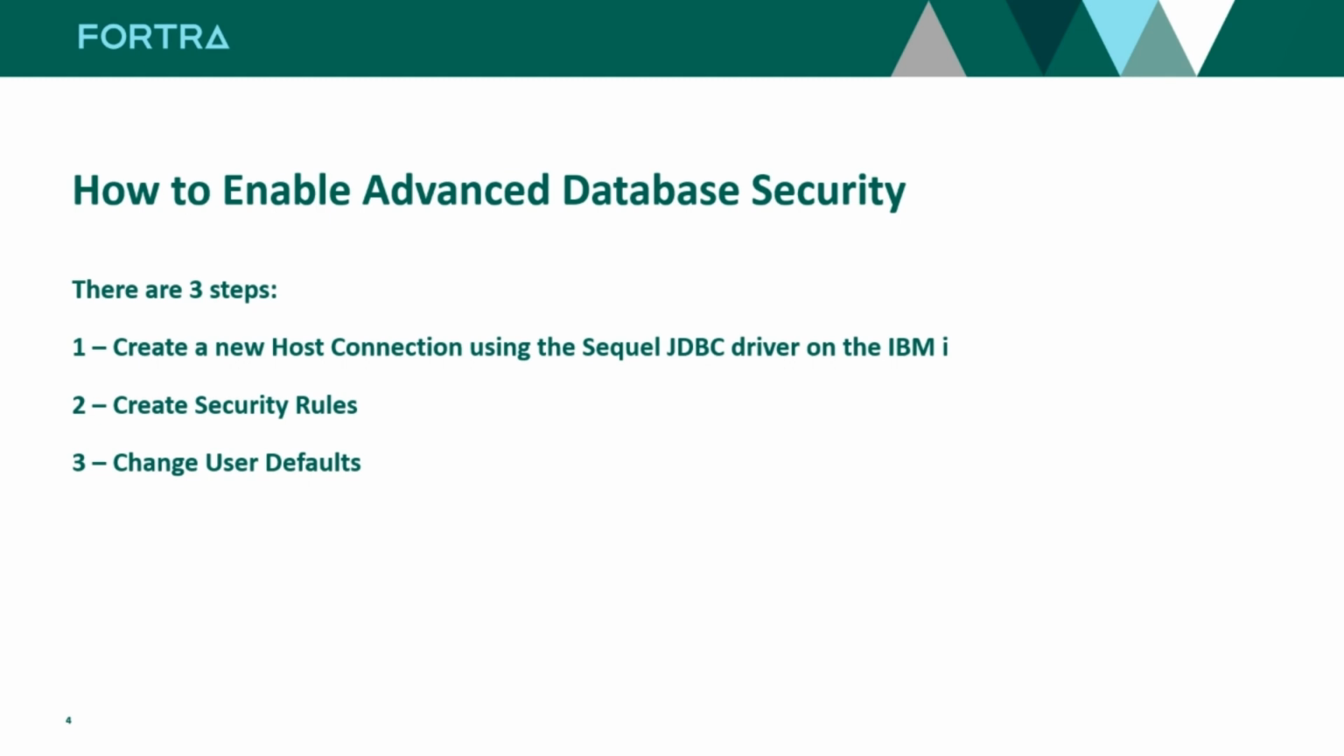There are really three steps to enable advanced database security. First of all, we need to create a new host connection using the SQL JDBC driver on the IBM i. A lot of times we refer to this as the Viewpoint Universal Driver because we use it for other things like JD Edwards integration. The next thing we need to do is create security rules that apply to users and objects. We need to tie all that together. And the third thing we need to do is change the user defaults so that those security rules are applied to users.